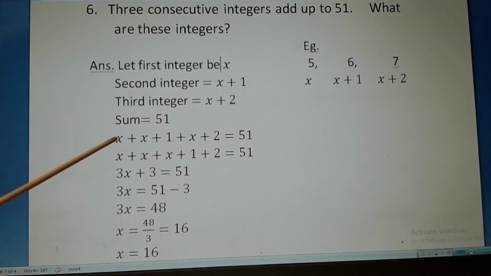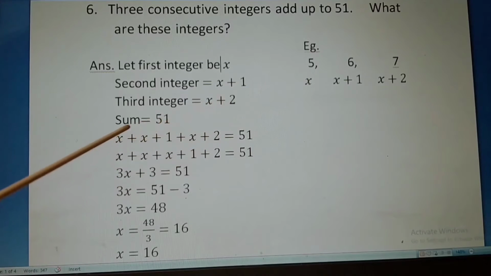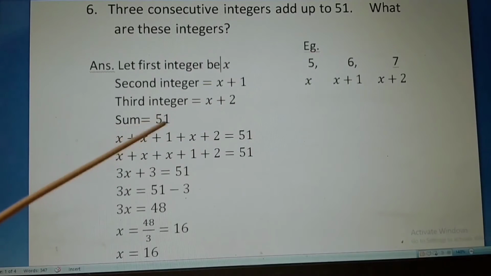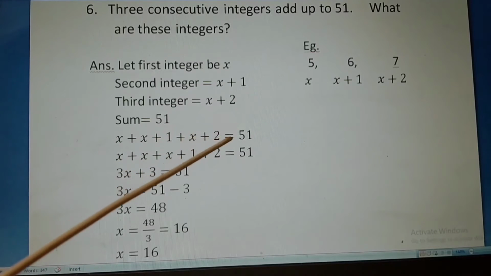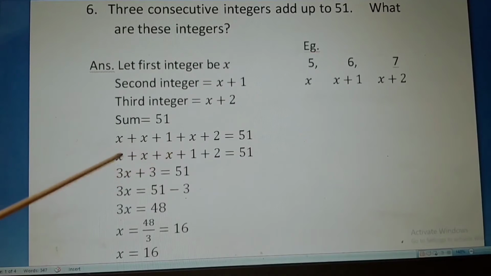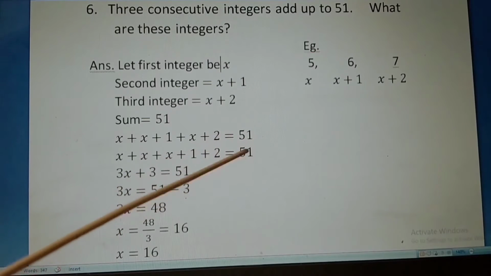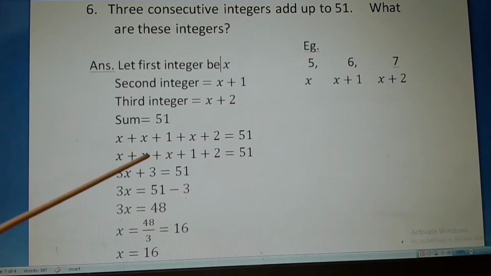That is, first integer x, second integer x plus 1, third integer x plus 2. So x plus x plus 1 plus x plus 2 equals 51. Take like terms together. Like terms means variables together. x plus x plus x plus 1 plus 2 equals 51. x plus x is 2x, 2x plus x is 3x. That is 3x. 1 plus 2 is 3. 3x plus 3 equals 51.